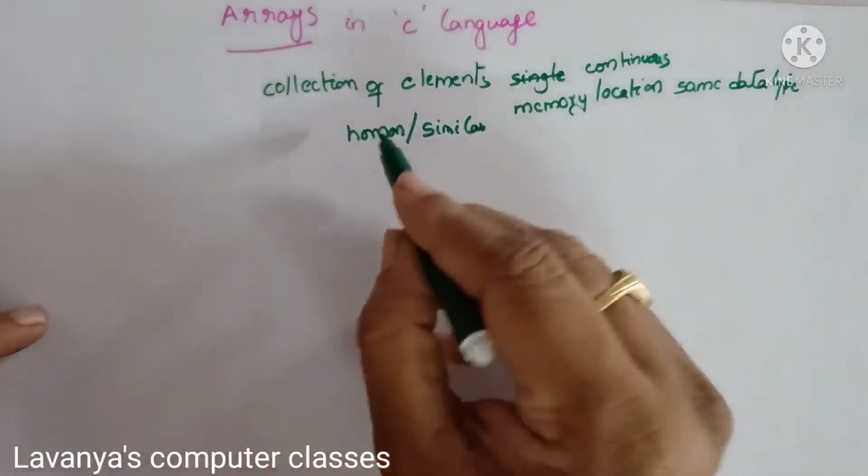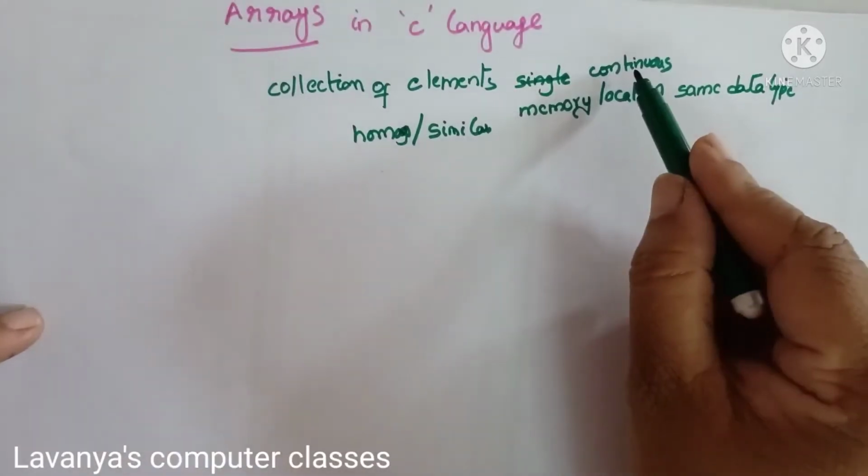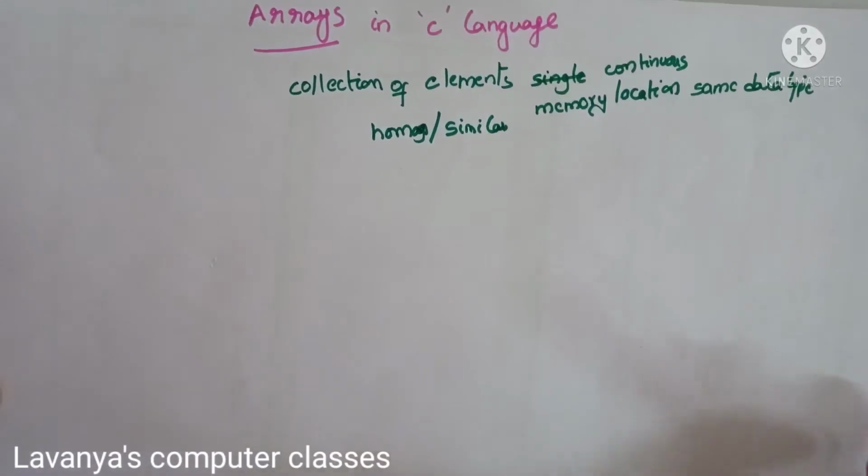All belong to the same data type. We have to remember: same data type. All are stored in a single continuous memory location. That is called an array.